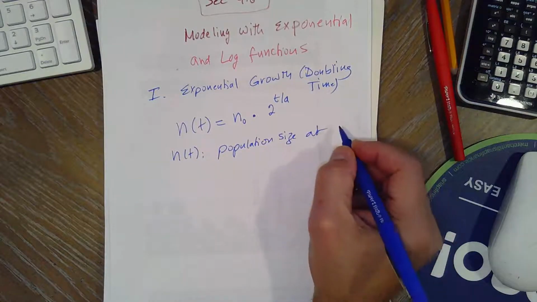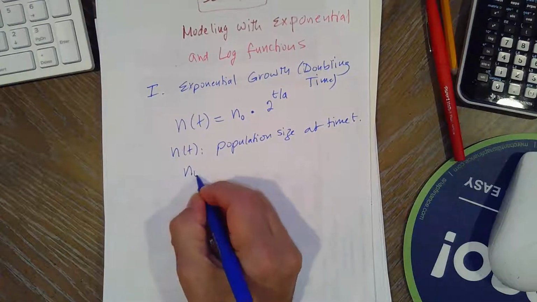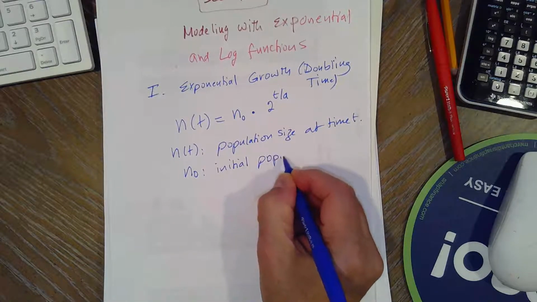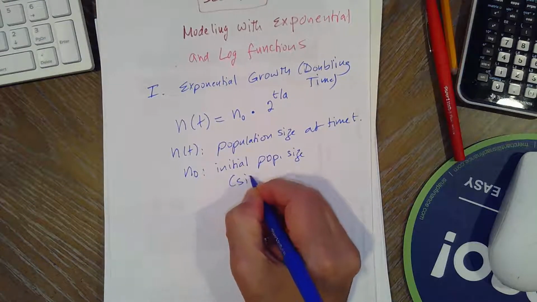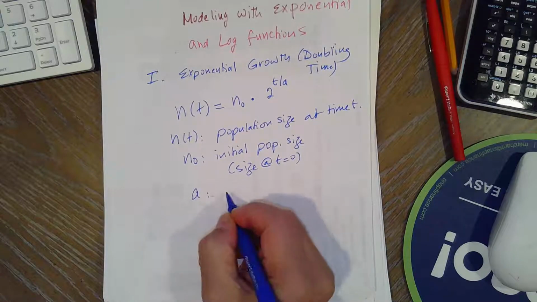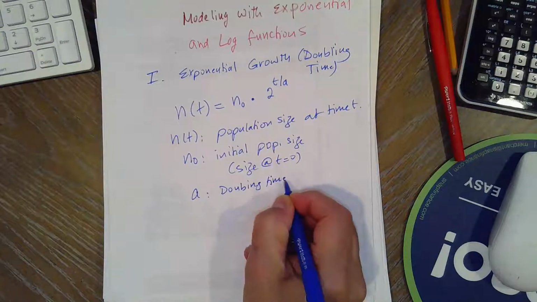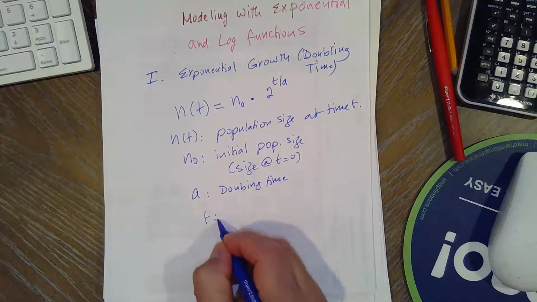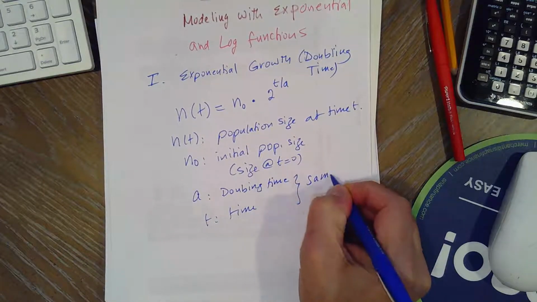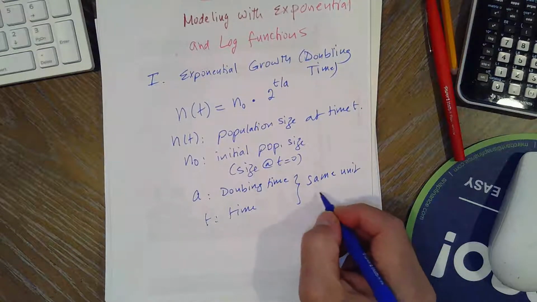So we know population sizes grow exponentially unless there is war or famine. N sub 0 is the initial population size. It's the size of the population at t equals 0. And then a is the doubling time. So how much time do we need to double the population, and t is the time. These t and a, as you can see, they have to have the same unit of time. So if t is in years, a has to be in years. If t is in months, a has to be in months.